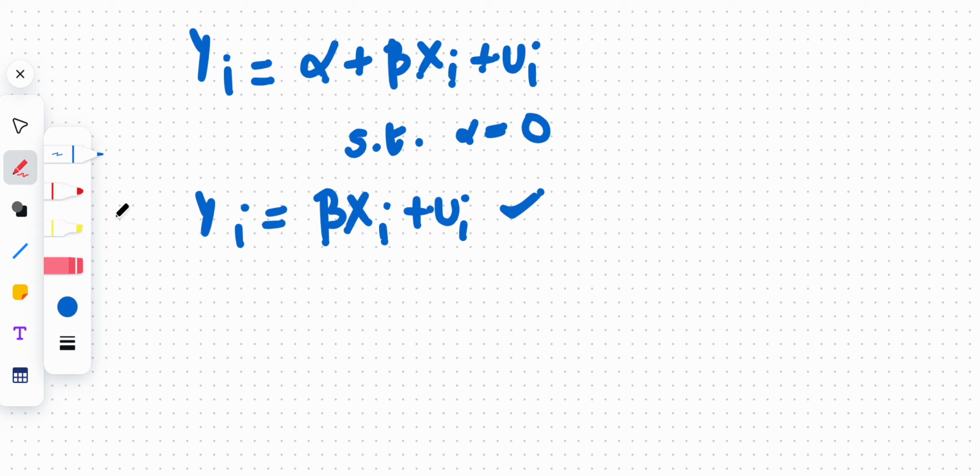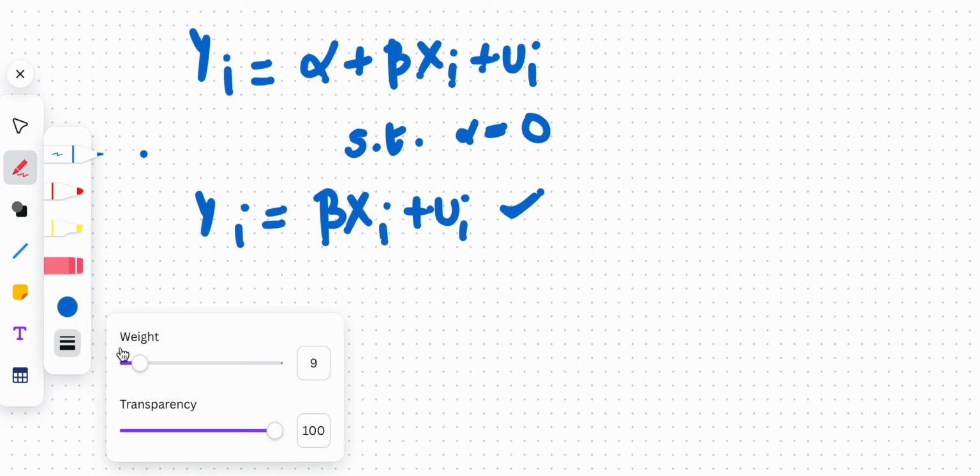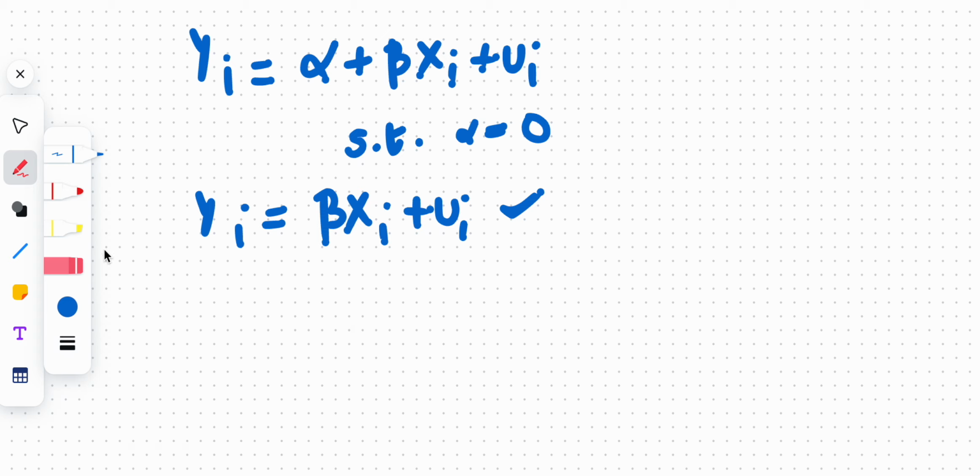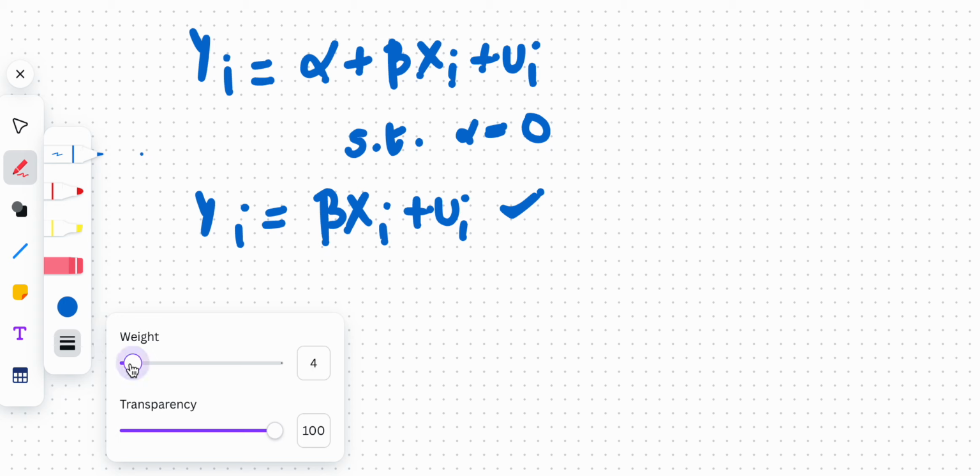Okay, now the width has somehow increased. The width has not increased, so wait, let me reduce the width. Okay, now yeah.